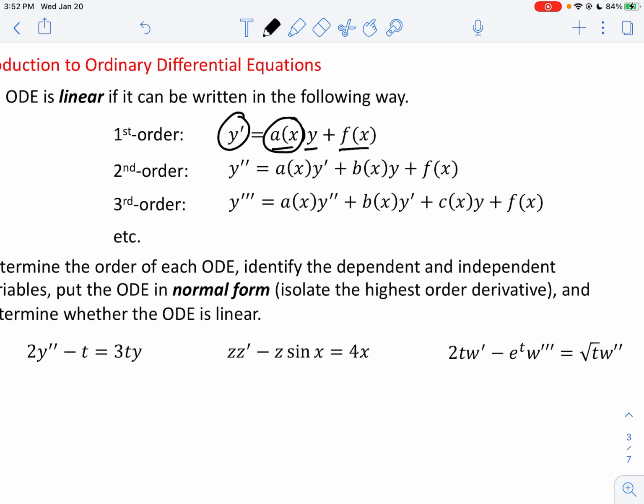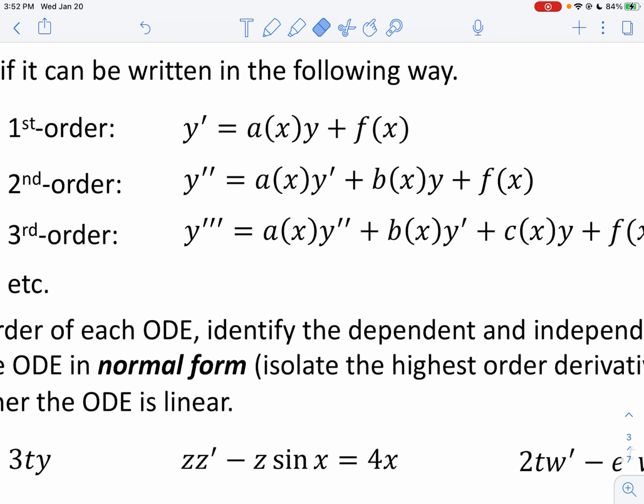But the coefficient of y has to be a function of only x, and the function over here has to involve only x. So in other words, we just have y prime and at most y. If you put a square on this y, then it's no longer considered linear. So in other words, the derivative has to be raised to the first, and all the lower than the derivative, so in this case only the function, has to be raised to the first. And then they can be combined using any coefficient involving the independent variable, and then having an independent variable function over here. This is called a linear first order ordinary differential equation.